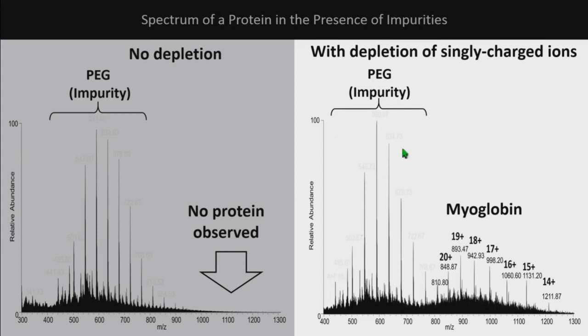We couldn't completely remove the singly charged peaks of polyethylene glycol, but at least we reduced them considerably, to the point where their contribution to the total ion signal was small enough to increase the signal-to-noise ratio.